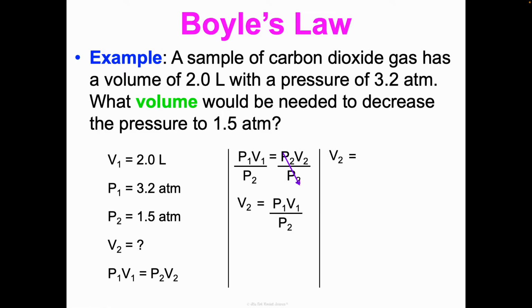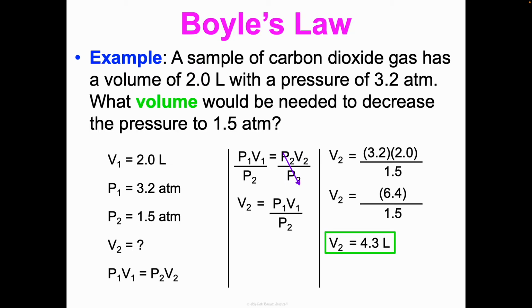All right, so V2 equals P1, which is 3.2, times V1, which is 2.0, over P2, which is 1.5. And if we solve that, 3.2 times 2.0 is 6.4. Then I got 6.4 over 1.5, and I get 4.3 liters. Is that bigger than the initial volume?